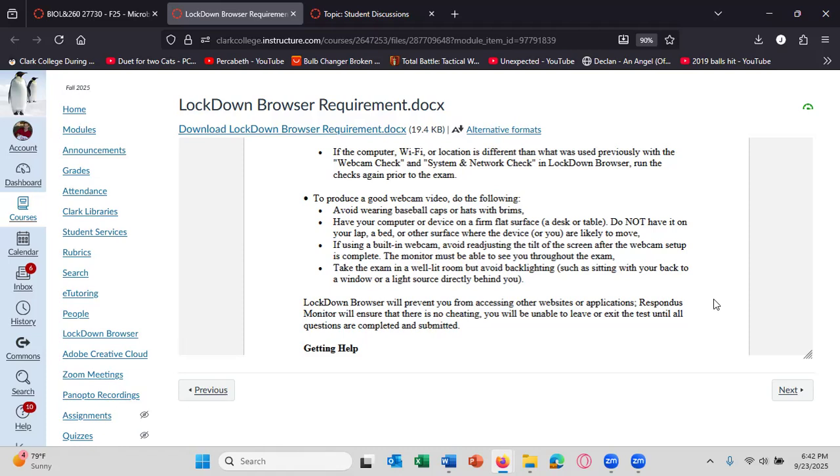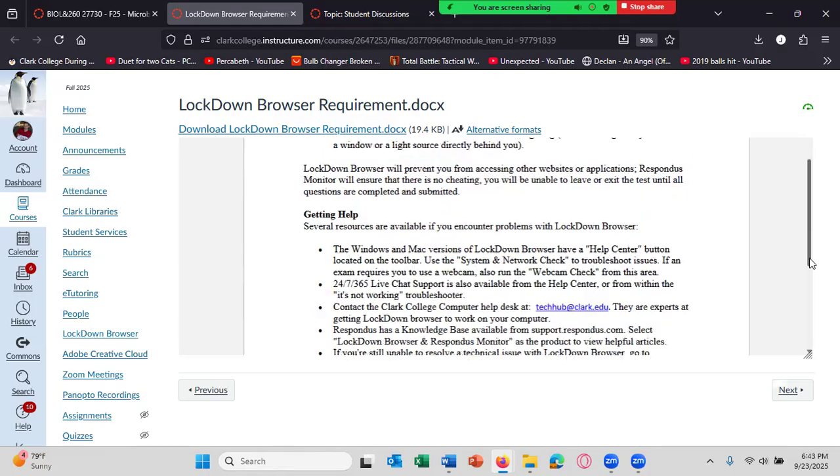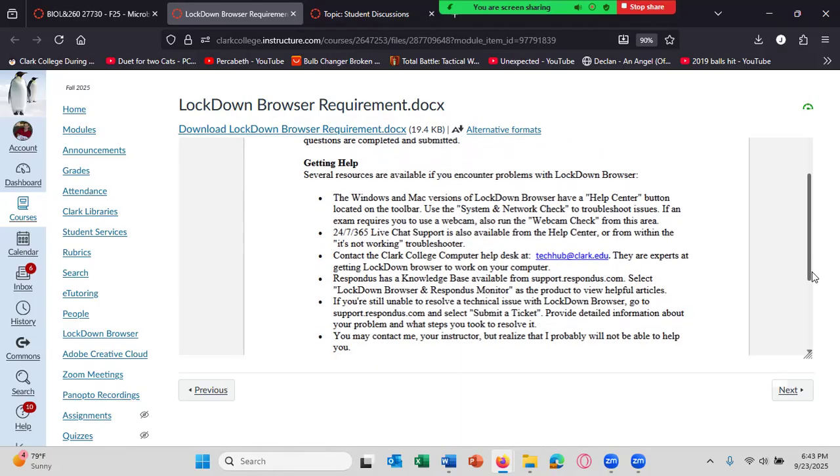I had one case where 2 people were taking the exam together, and that wasn't allowed. And another time where somebody was actually looking at their notes, and cheating isn't allowed. So if you have trouble with the Lockdown Browser, this will help you. You can let me know, but I won't be able to help you.